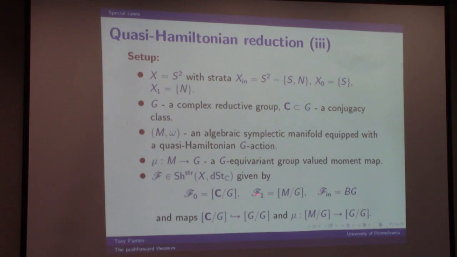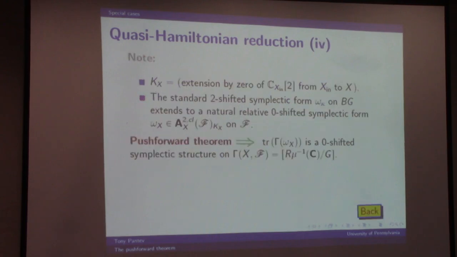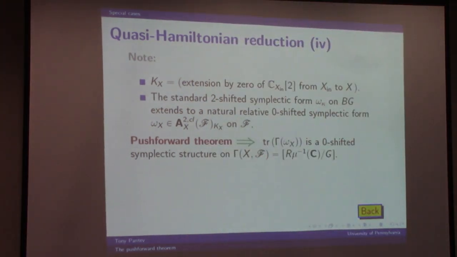It's the conjugacy class mod G, the manifold mod G, and on the interior we get BG. Because on the interior we get BG, we need G to be reductive so that we have a symplectic form here. And so the maps, again, are Lagrangian, and the dualizing complex is the extension by zero from the cylinder of the constant sheaf shifted by two. The standard two-shifted symplectic form on BG, given by the Killing form, extends to a natural relative zero-shifted symplectic form on the whole thing, and the pushforward gives you the quasi-Hamiltonian reduction, the derived quasi-Hamiltonian reduction.